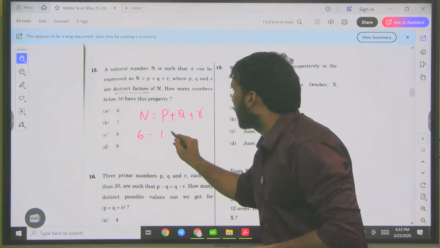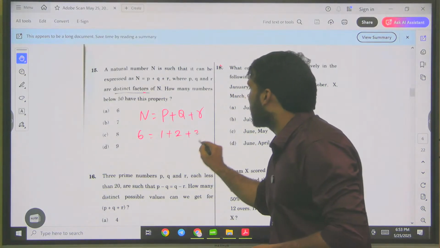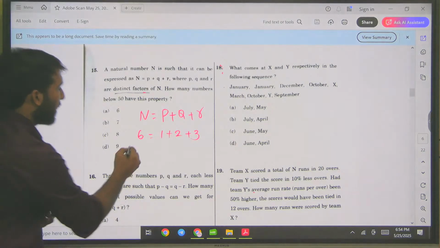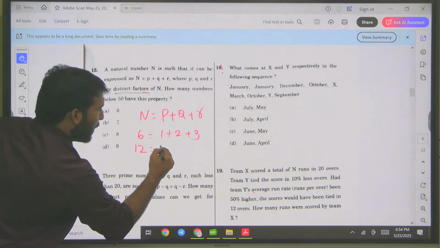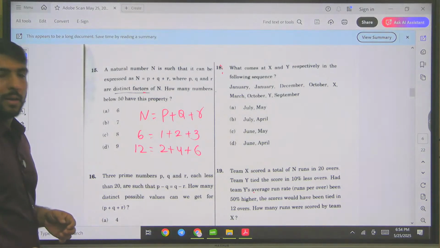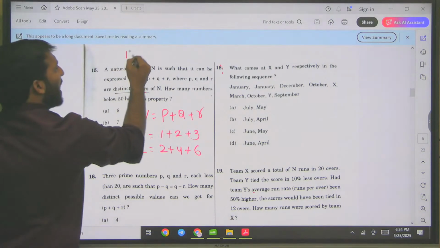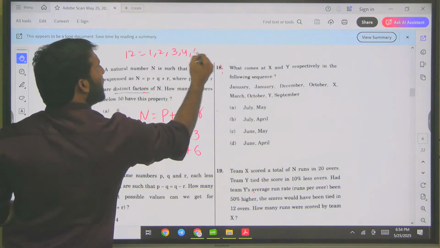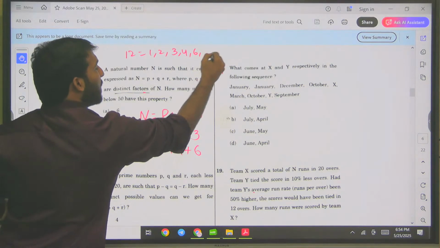6, I will give you an example. 1 plus 2 plus 3. Okay, 6, 1 plus 2 plus 3. Next, 12, 2 plus 4 plus 6. Basically, what are the factors of 12? I can take it as 1, 2, 3, 4, 6, 12. I can take any number.